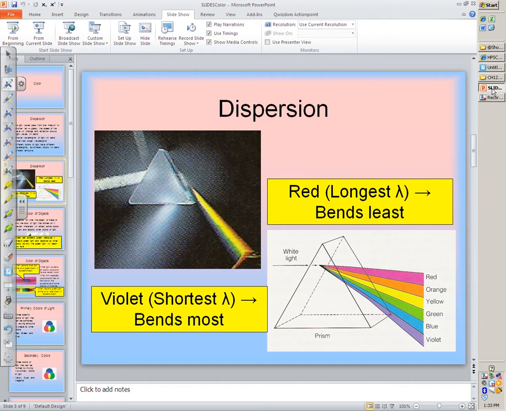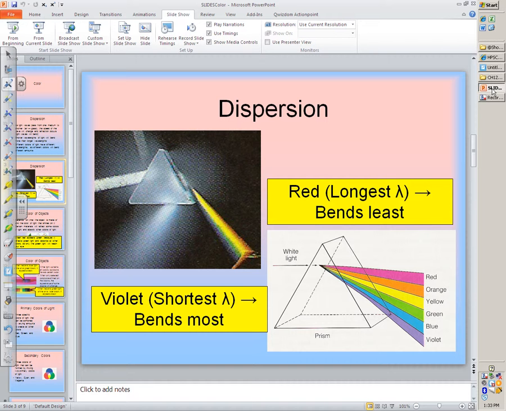But we also discussed what happens generally to waves when they go from one medium to another? They change what? They change speed. Okay? No, not the same thing.